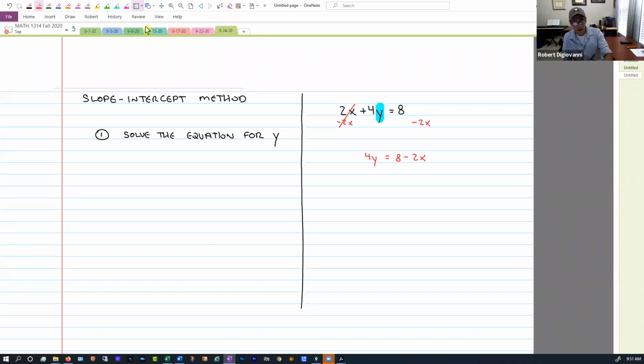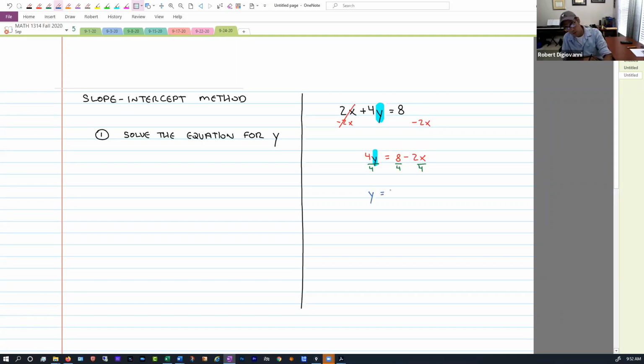And remember, you cannot put the 8 minus 2x together. You can't combine those because they're not like terms. They need to both have x's or both not have x's to put those together. So you just have to leave it, 8 minus 2x. And then to get y by itself, I need to get rid of the 4 out front. So I need to divide everything by 4. That's what I'm going to do on my next step. I'm going to divide by 4, everything gets divided by 4.